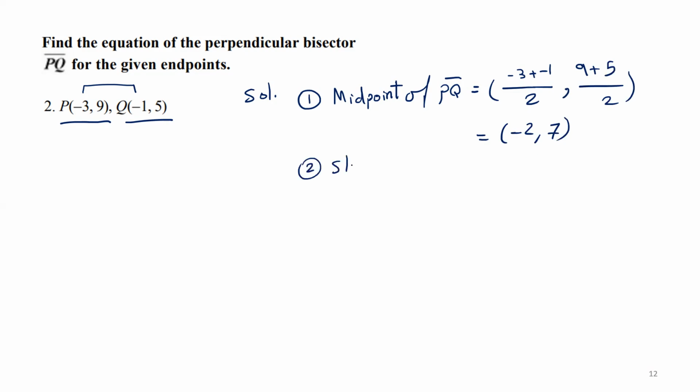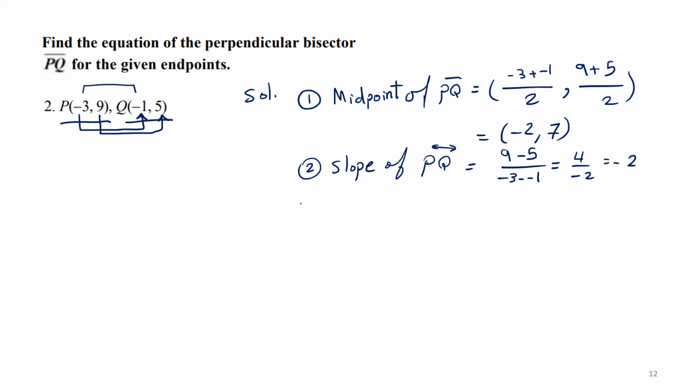Step number 2, write the slope or gradient of the line segment PQ. The difference in y, 9 minus 5, over -3 minus -1. So 4 over -2 is equal to -2. Number 3, after finding the slope of PQ, the slope of the line perpendicular to PQ will be 1/2. Just change this negative to positive, and flip 2 to be 1/2.